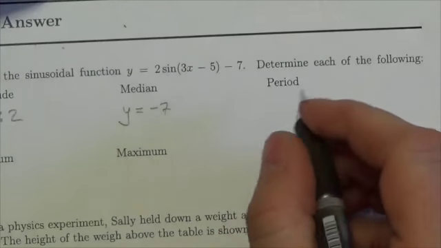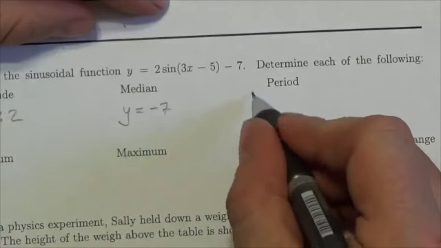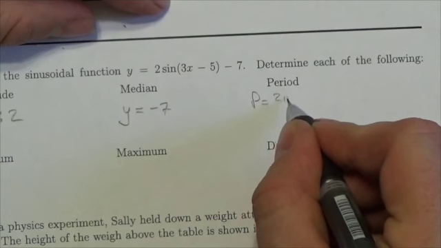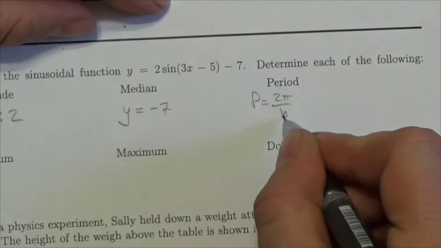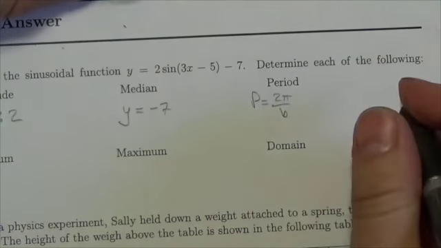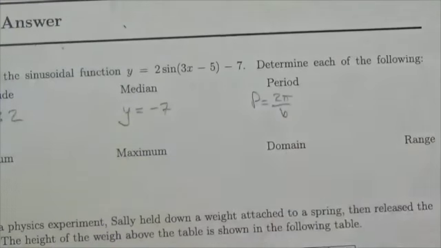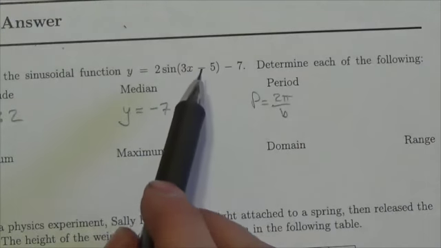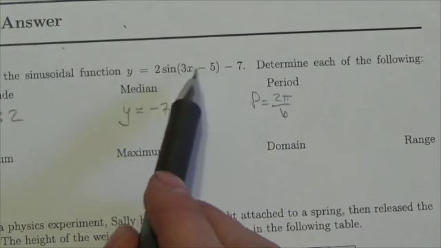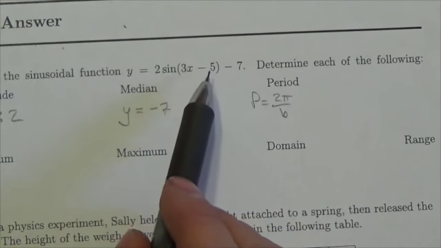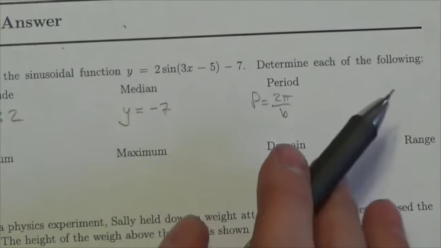Remember that the period is related to the value of b. Period is going to equal 2 pi over the b value. Now, that's assuming that we're in radians here, but that's a pretty safe bet based on, just for example, this number right here. Notice that the c value is not a degree measure.